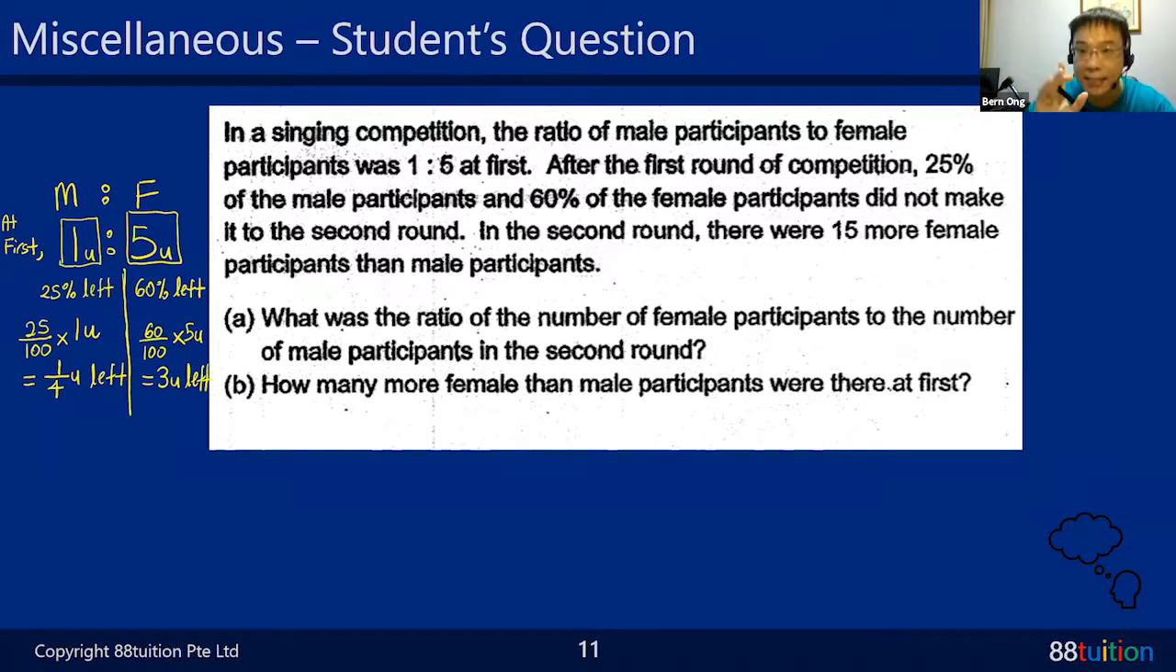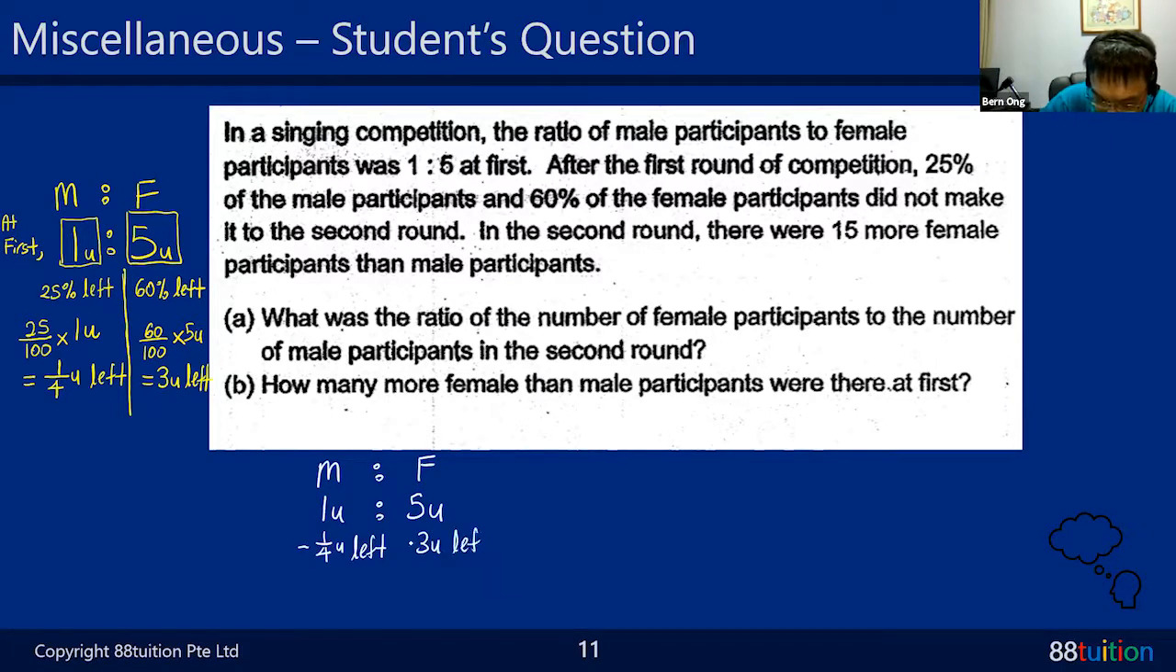Okay. So this is the story. This is the new story. The new story says that male is to female, in the beginning got 1 unit. Female in the beginning got 5 unit. But what happened? 1/4 unit left. All right. And 3 units left for the female. Left means they go away.